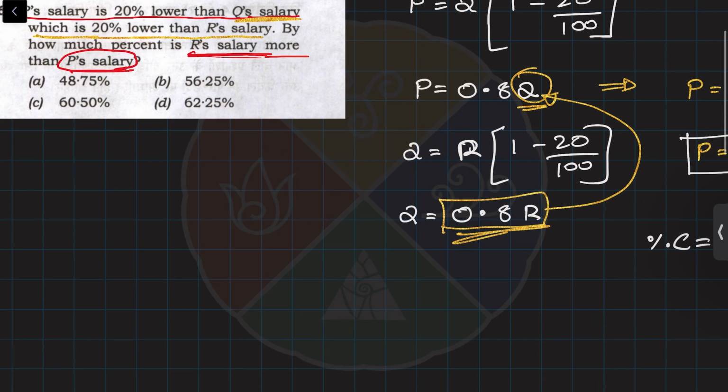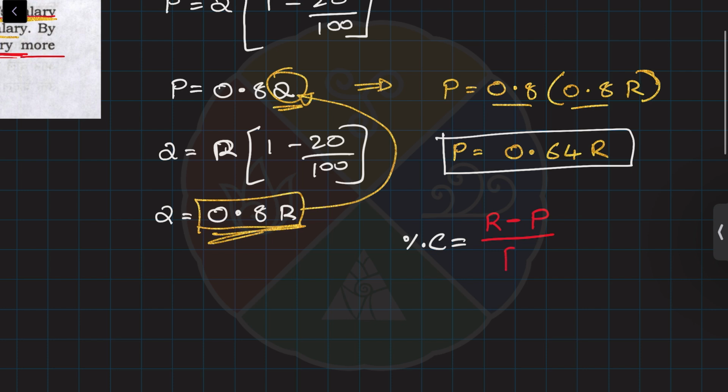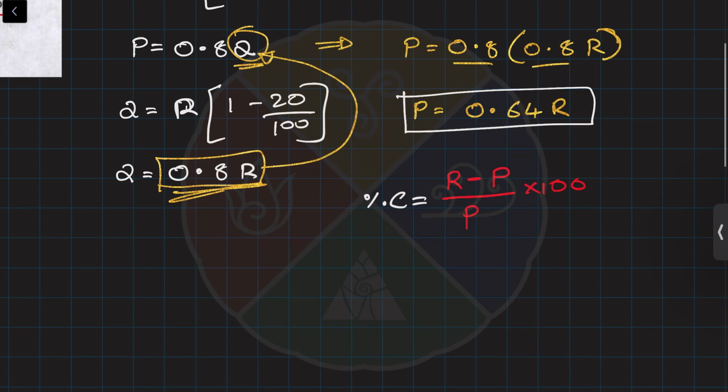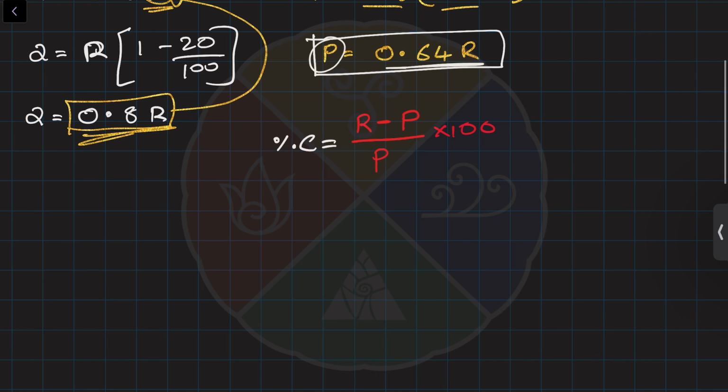Here again I'm telling you the base is P salary. How much percentage is R salary more than P salary? We are comparing with respect to P salary. So that is the change divided by the base value, P, into 100. Now the value which we can substitute here, the value which we know is that R's value, let it be like that. Instead of P, here and here, we can substitute this value.